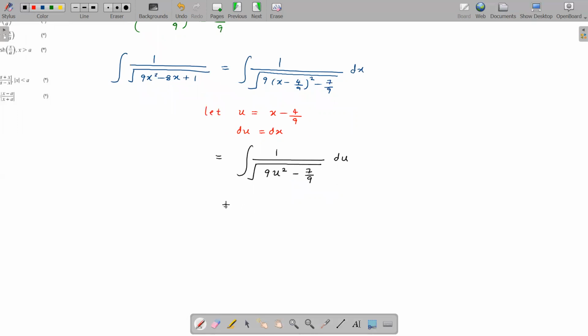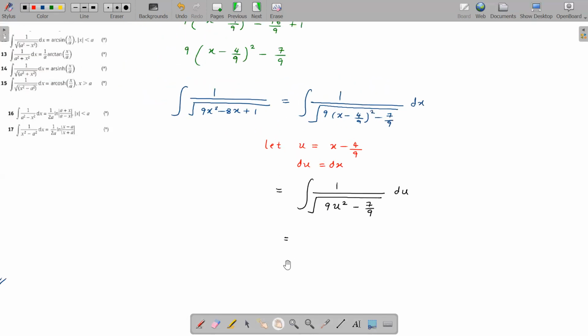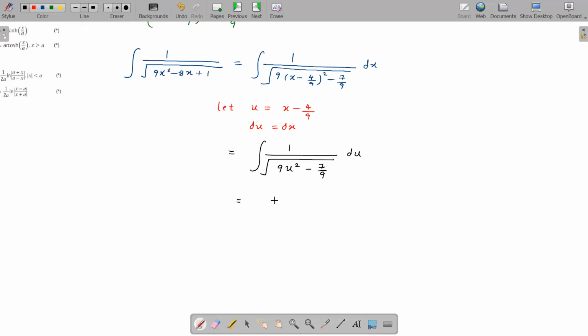And then now can I use any of these rules? You can't do any of these rules while the 9 is there. So you have to take it out. So when you take the 9 out, u square minus 7 over 9 becomes 7 over 81, right? Because you divide by 9. Now the 9 comes out of the root, the common 9, it comes as a 3. So basically it's in the denominator, so 1 over 3. Integration of 1 over root u square minus 7 over 81.